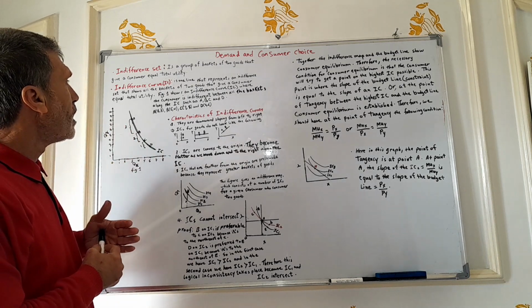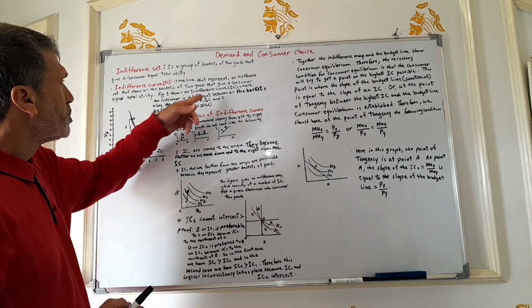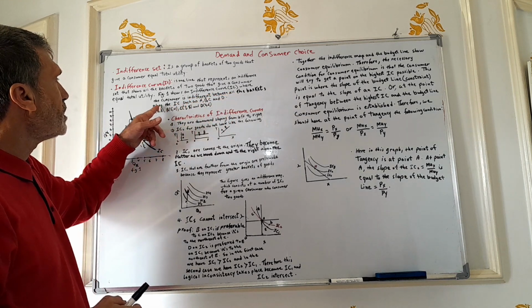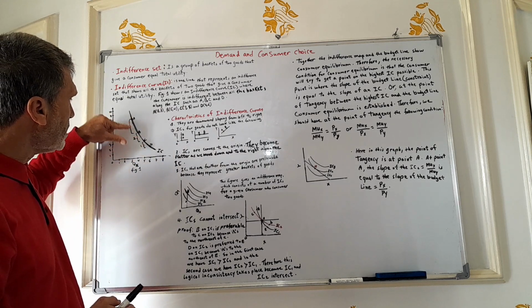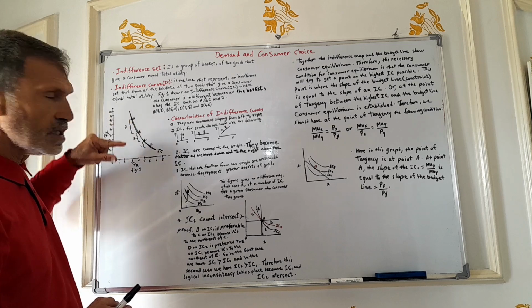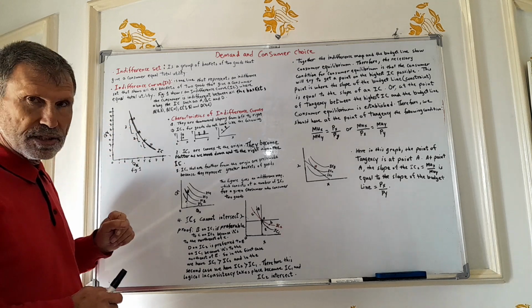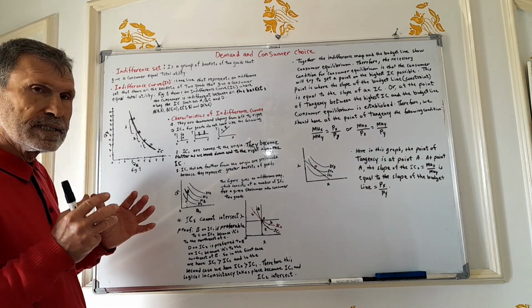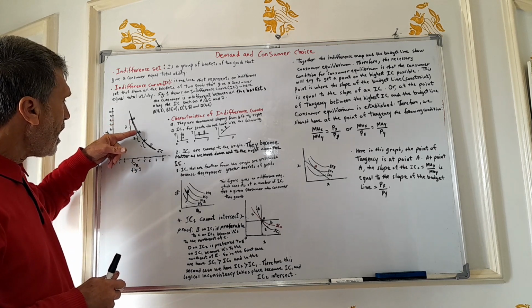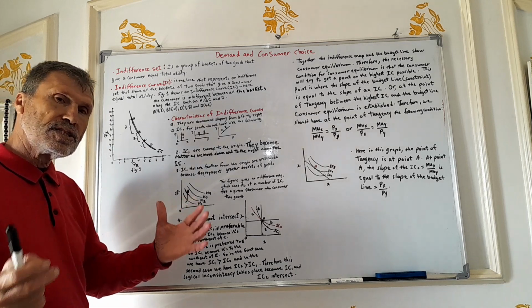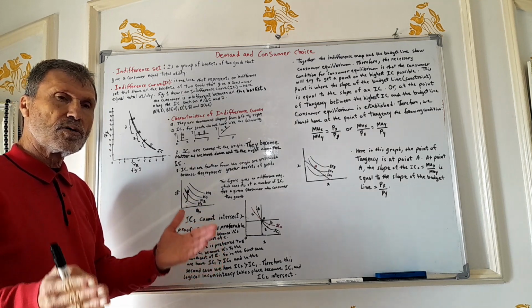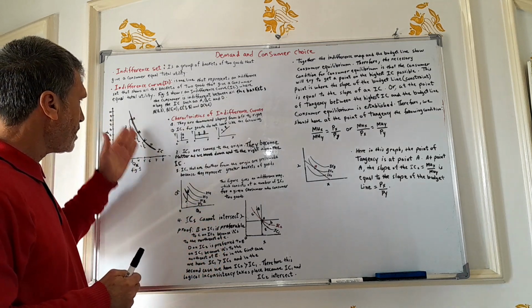This figure here shows an indifference curve where the consumer is indifferent between all the baskets along the indifference curve, between A, B, C, and D. So the consumer is as happy at A as at B, as at C, as at D. So he is indifferent between these baskets. And this is an indifference curve.